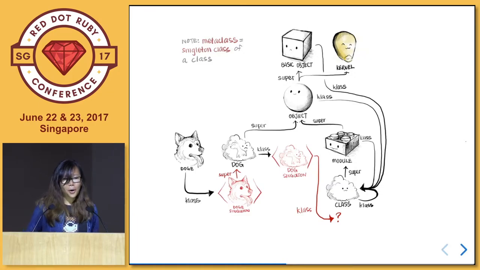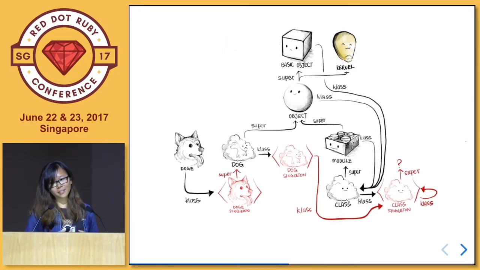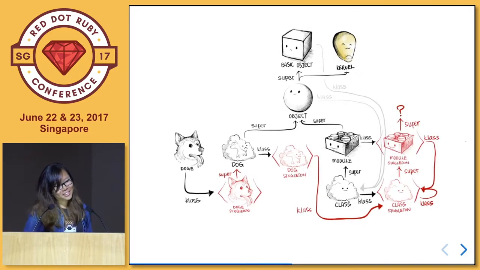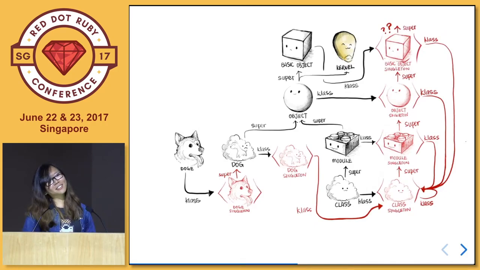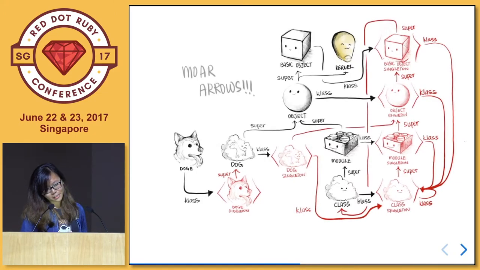But in creating the Dog singleton class, Ruby now had to create the class meta-class, and the module meta-class, and the object meta-class, and the basic object meta-class. And she made it such that the original genealogy was mirrored, so it was as if the basic object metaclass had begot the object metaclass, and the object metaclass had begot the module metaclass, and so on. And because we like arrows, she made it as if class had begot the basic object metaclass.